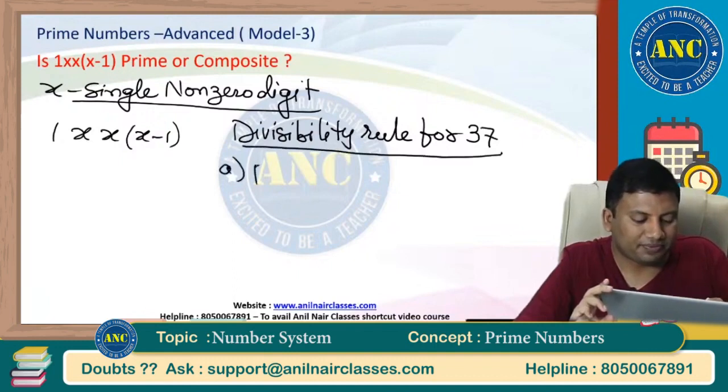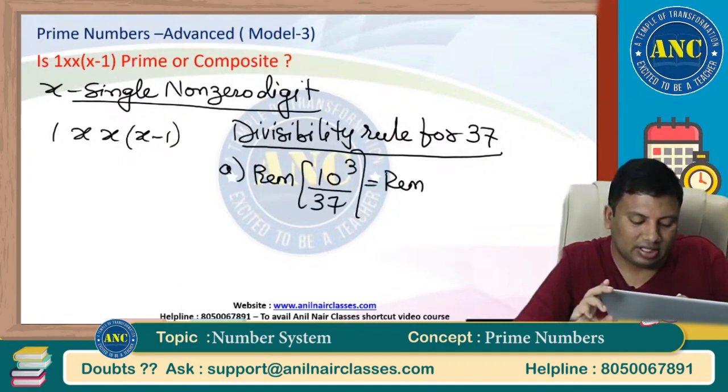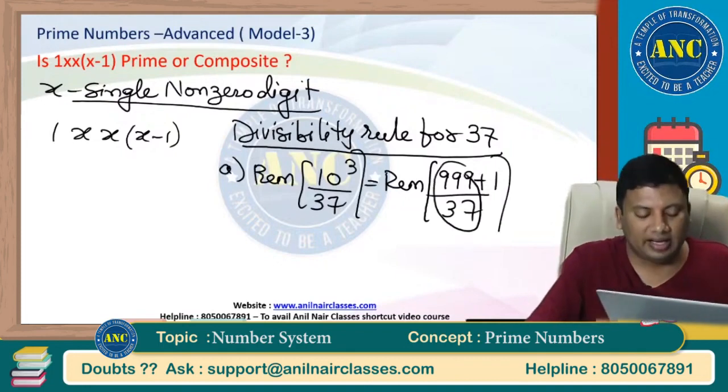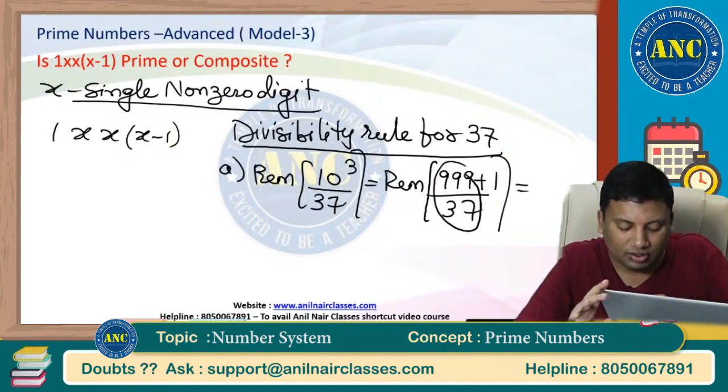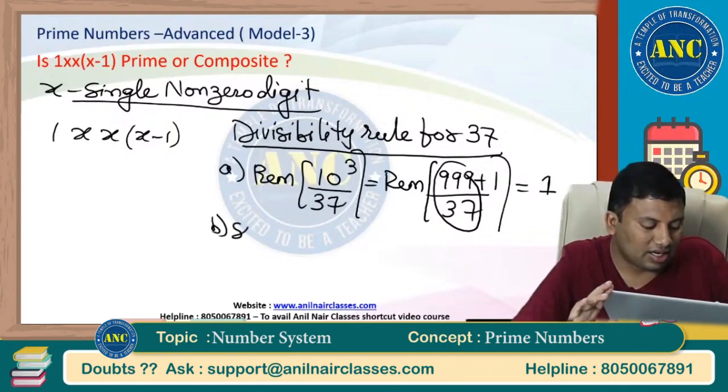First one, remainder of 10 cube divided by 37. 1000 divided by 37 is nothing but 999 plus 1 when divided by 37. 999 is perfectly divisible by 37. So the remainder is 1.